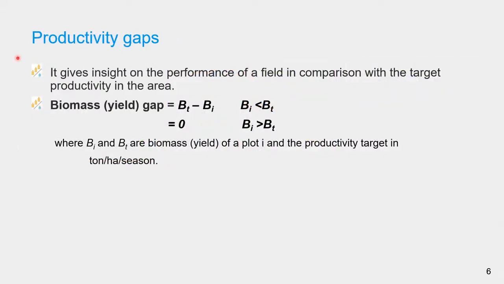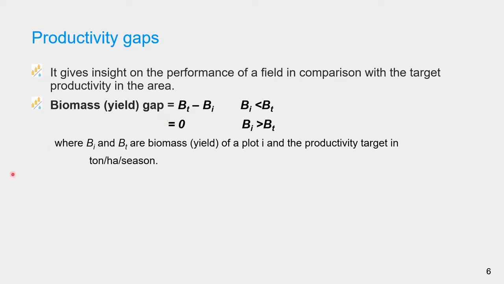Productivity gap is an indicator that gives insight on the performance of a field in comparison with the target productivity in the area. Biomass or yield gap at an individual field in an area can be estimated by subtracting the biomass or crop yield of the respective field from the target biomass or crop yield defined in the area or region of similar agroclimatic zone.